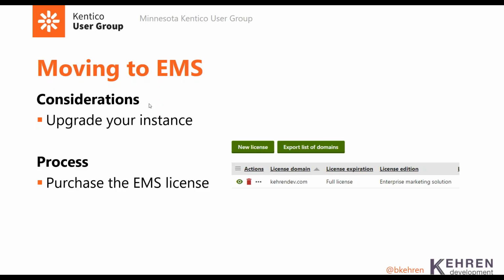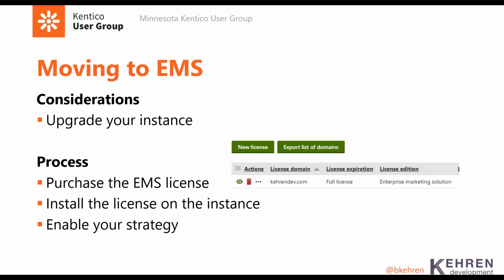I talked about the process here. You purchase the EMS license. You can get that information from your Kentico partner, your Kentico salesperson, and then you install the license in that Kentico instance you're on. The process is fairly simple and easy.